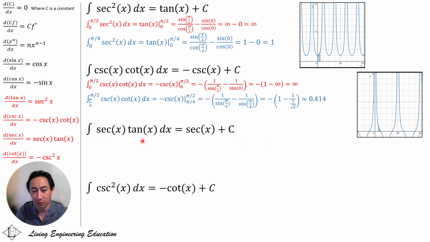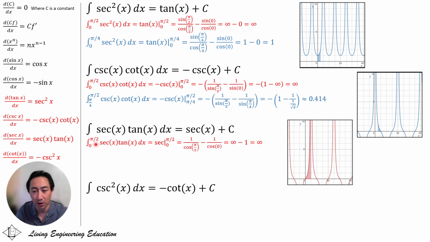Let's do the same thing for secant tan. So secant tan gives me secant, so that's 1 over cosine. So from 0 to pi over 2, we get infinity again, right? And this time it's the upper limit that gives me infinite term, which is recognized right there. So 1 over cosine pi over 2, the upper limit, cosine pi over 2 gives me 0, so 1 over 0 is positive infinity, minus 1 over cosine 0. Cosine 0 is equal to 1, so infinity minus 1 is just infinity.